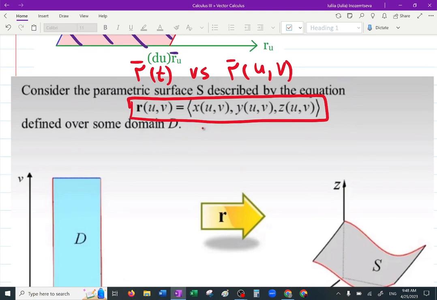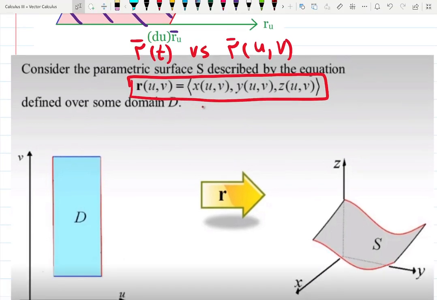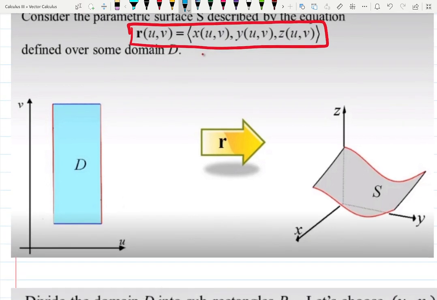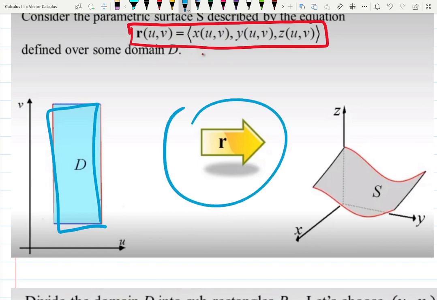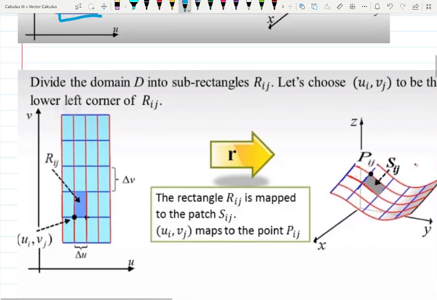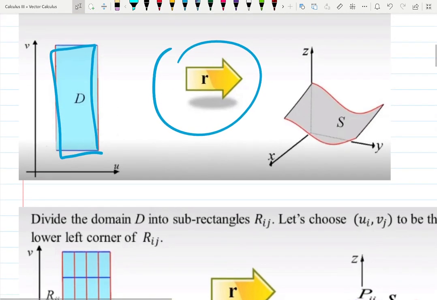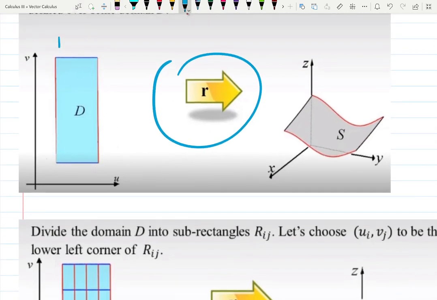So we have r(u, v), x, y, z, and all of them depend on u and v, on a domain D. Domain D, let's put it this way, for example. R helps us to describe this beautiful 3D shape. I want to find the surface area of that. So D is a domain, remember that, right? It's a domain.